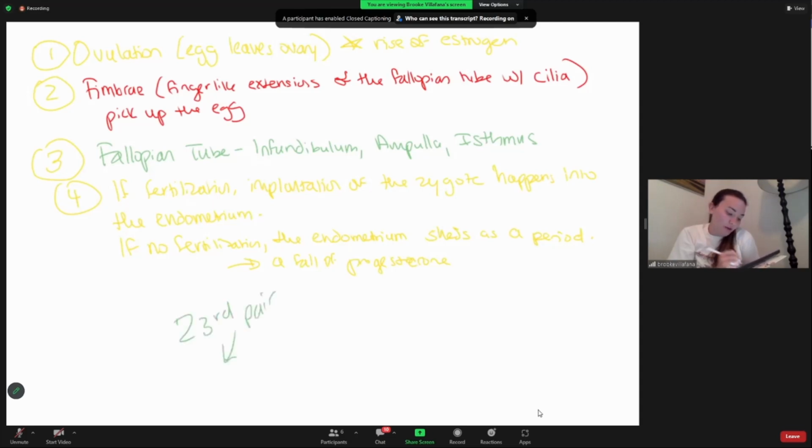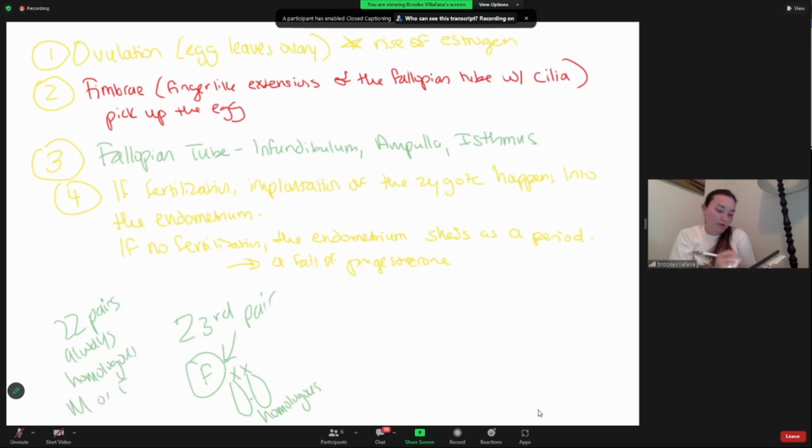The 23rd pair, if you're female, is going to be XX, and that's homologous. Now, mind you, the 22 pairs are always homologous, so they're always the same, male or female. In males, X and a little Y, these would be heterologous for the 23rd pair.